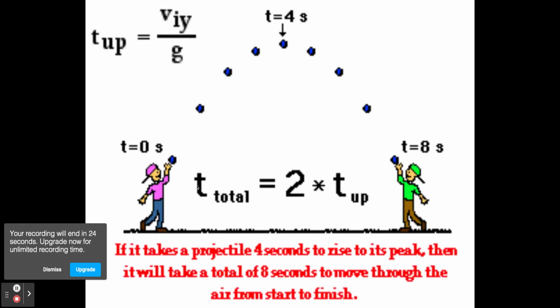So last thing here, before we move on to the example problems, is remember that the total time up is equal to 2 times the time it takes to get up. So whatever your initial vertical velocity is, you divide that by 10. That will give you the time up, and then double that. That will give you the total time.